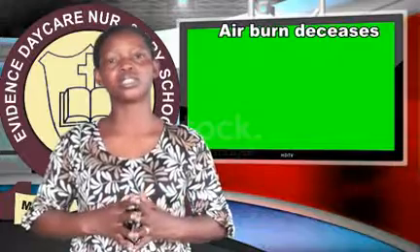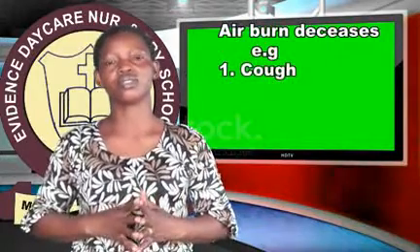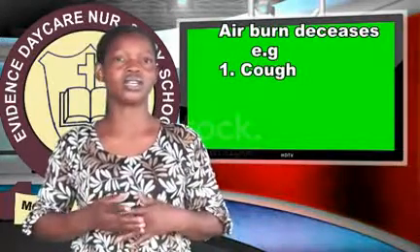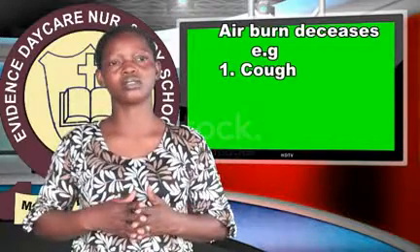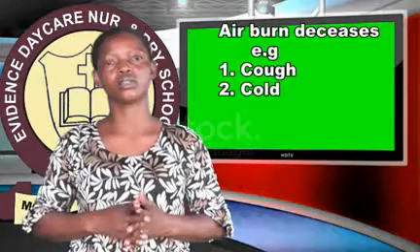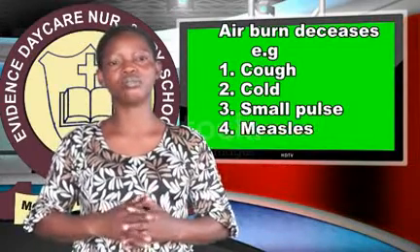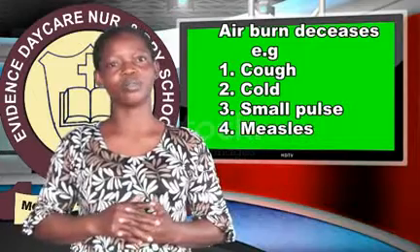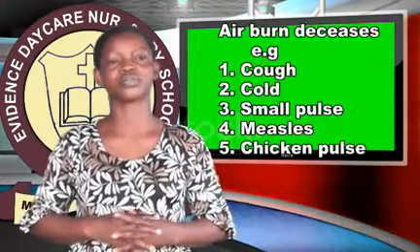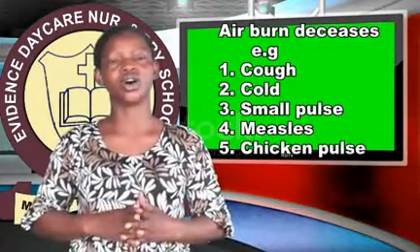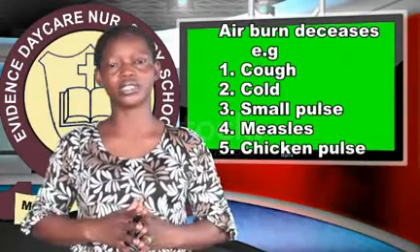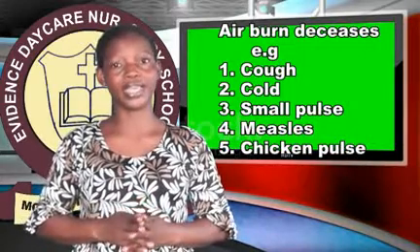Number 1, we have airborne diseases. Examples of airborne diseases are cough. That is, when someone coughs, this can be spread through air to another person. Number 2, cold. Number 3, smallpox. Number 4, measles. Number 5, chickenpox, and so on. All these are examples of airborne disease. That is, disease spread by air.